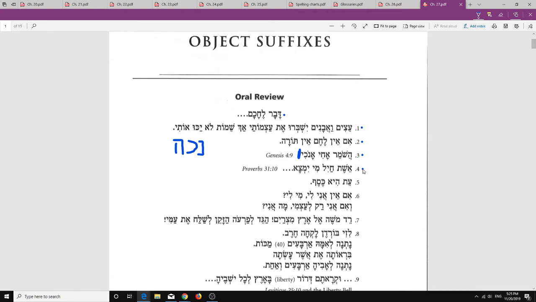Okay, next one. Eshet chayil mi yimtza. So, a woman or wife of strength, who will find? So, who will find a woman of strength? Proverbs 31 is the context of that.